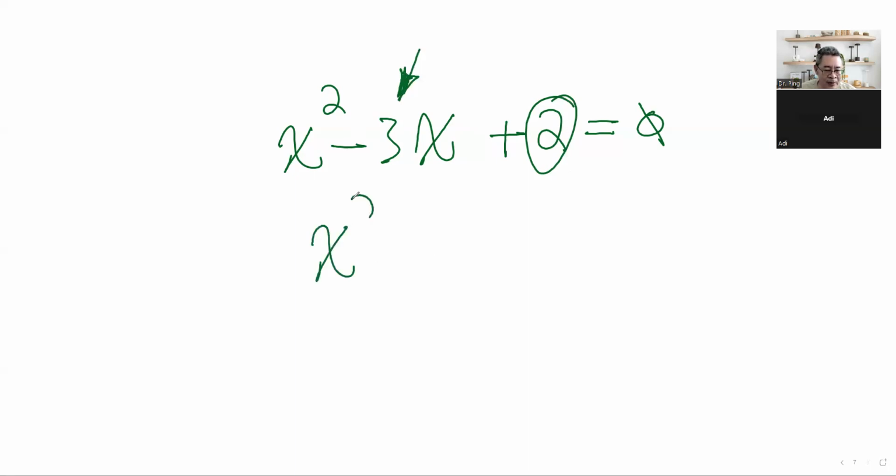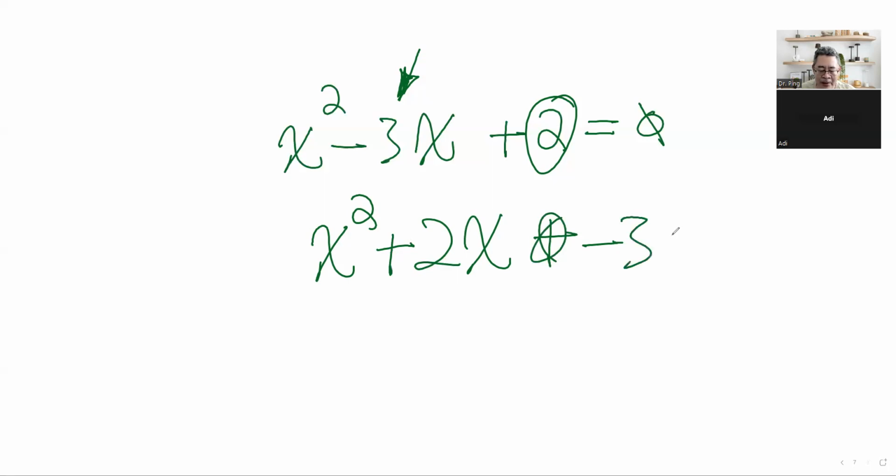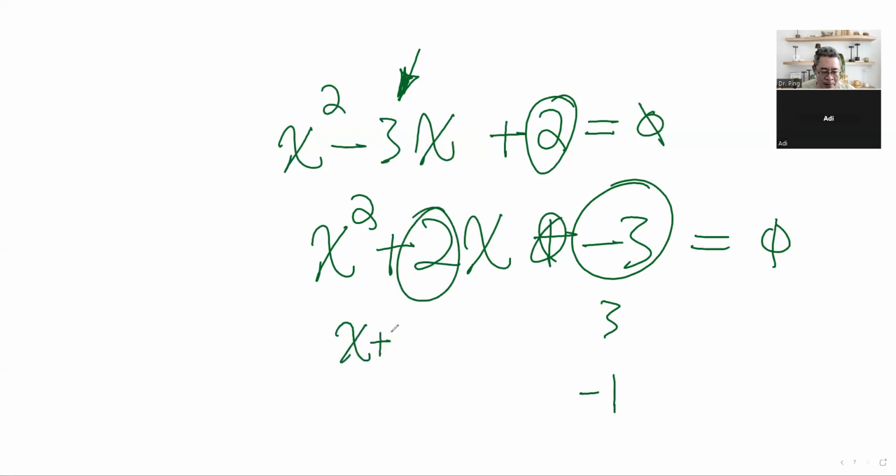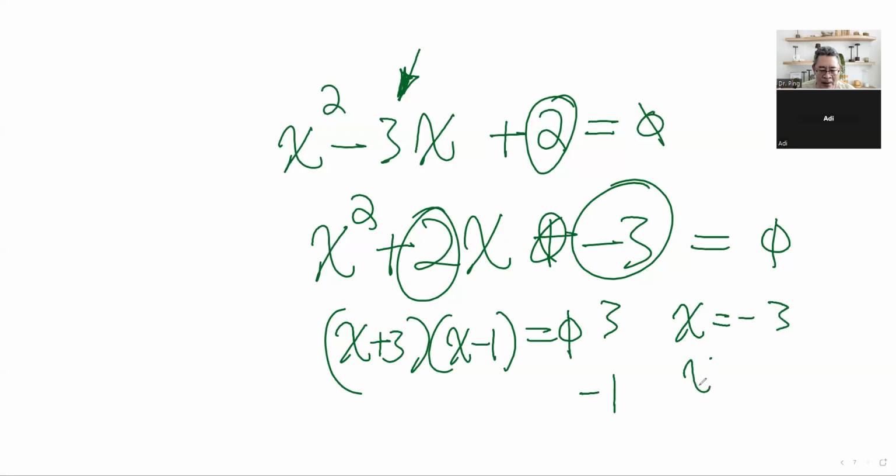For example, x squared plus 2x minus 3, well, it's 2x minus 3. So in this case, we break that into 3 times -1. -1 times 3 is -3. So we got that part right. Then 3 plus -1 is 2. So we got that one right too. So therefore we got x plus 3 and x minus 1 equal to 0. Then we get x equal -3 and x equal to 1. Good?